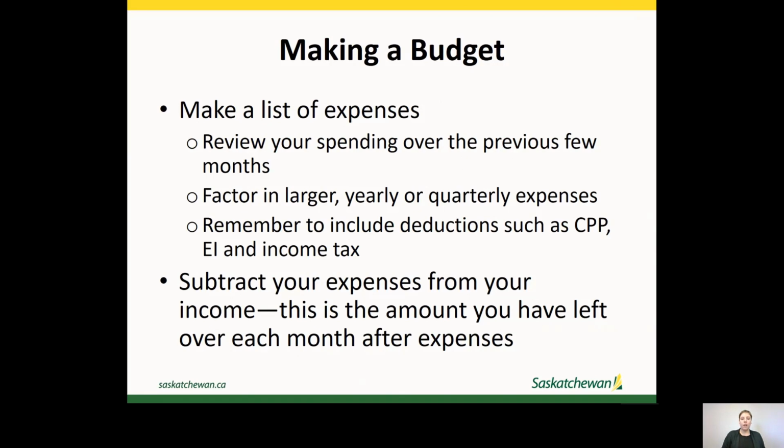If you use your gross income, the amount you make before deductions for things like the pension plan, employment insurance, and income tax, make sure you list those deductions in your expenses. Once you have your total income and total expenses, subtract your expenses from your income. This is the amount you have left over each month.